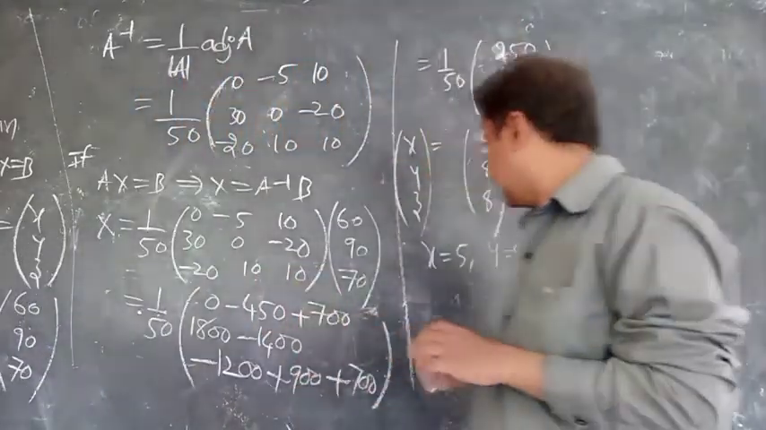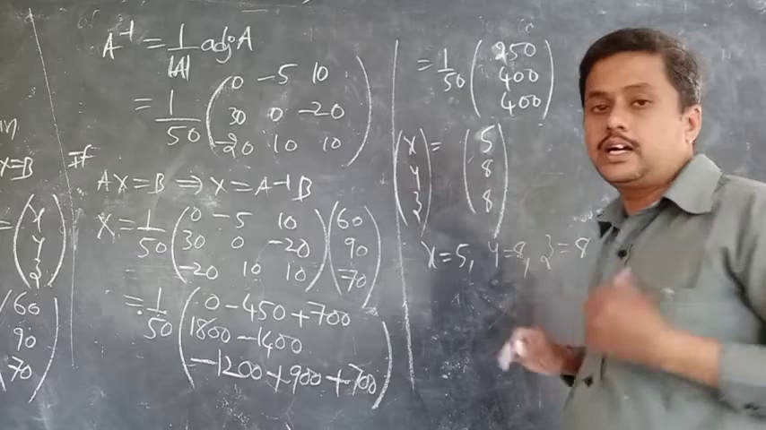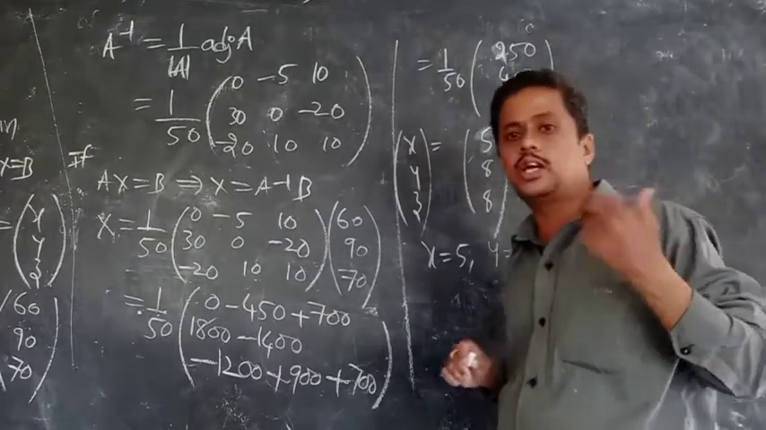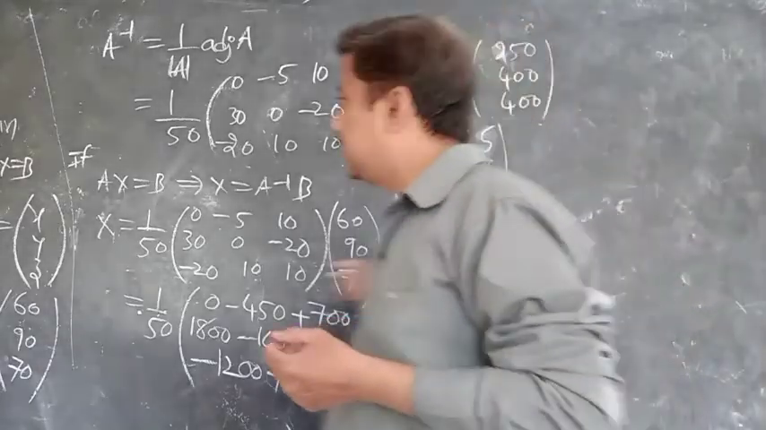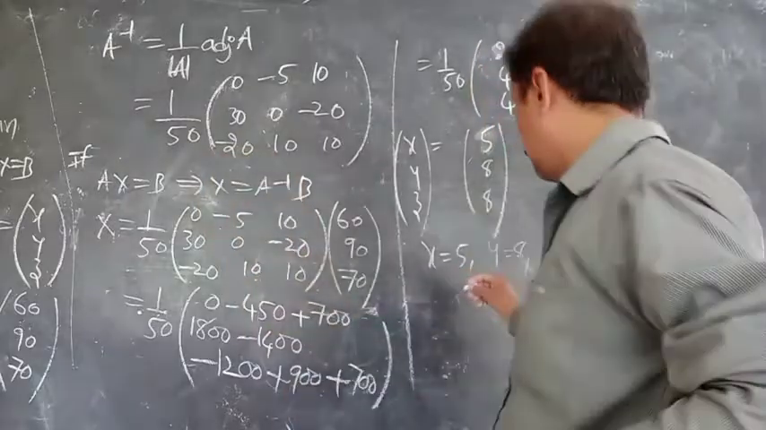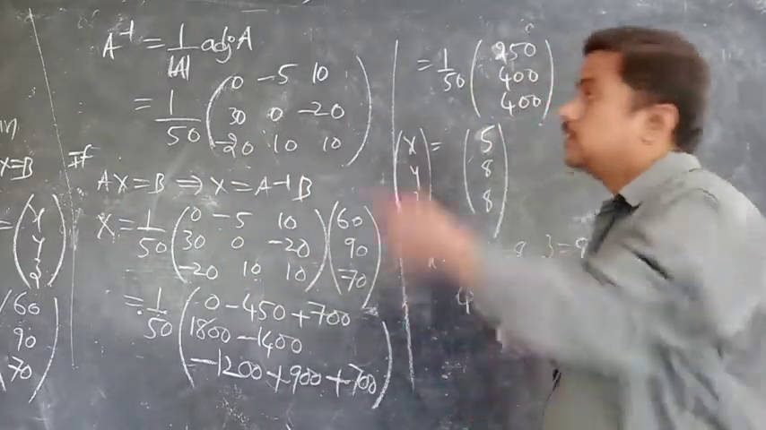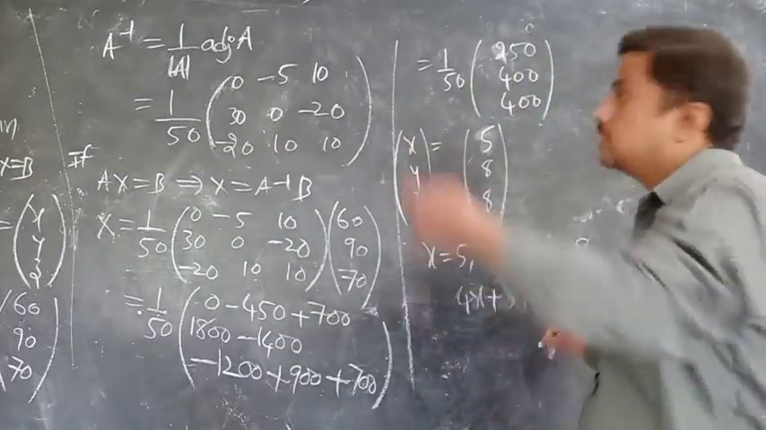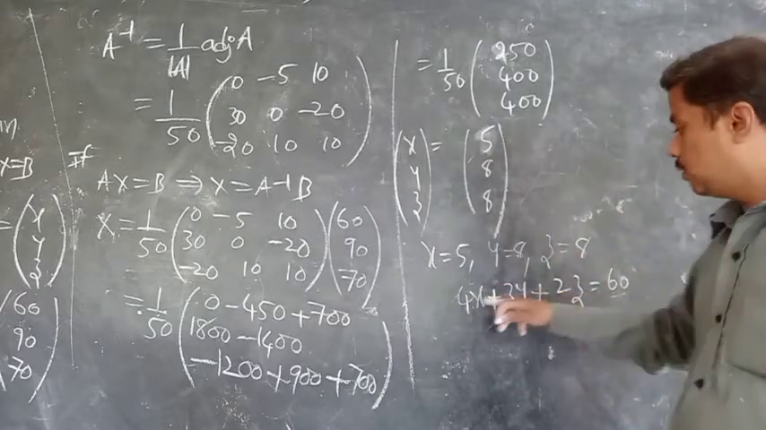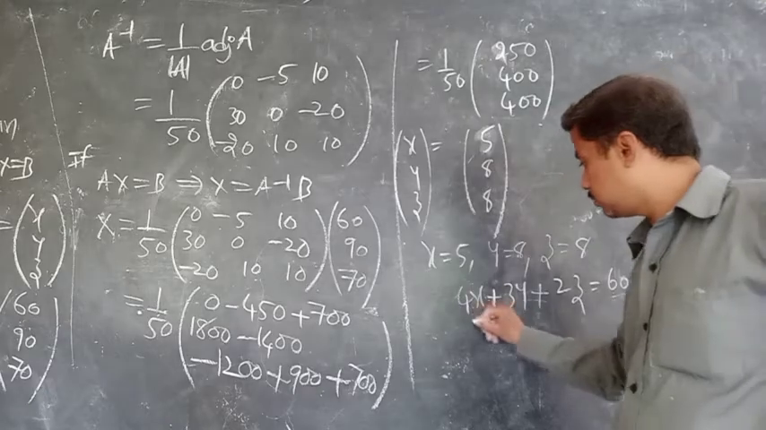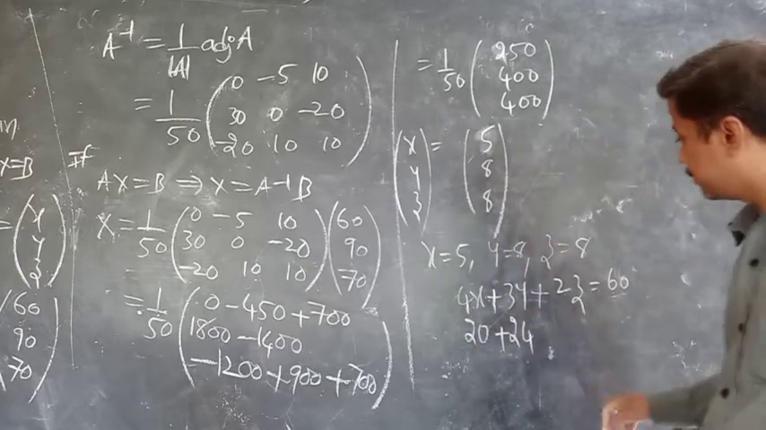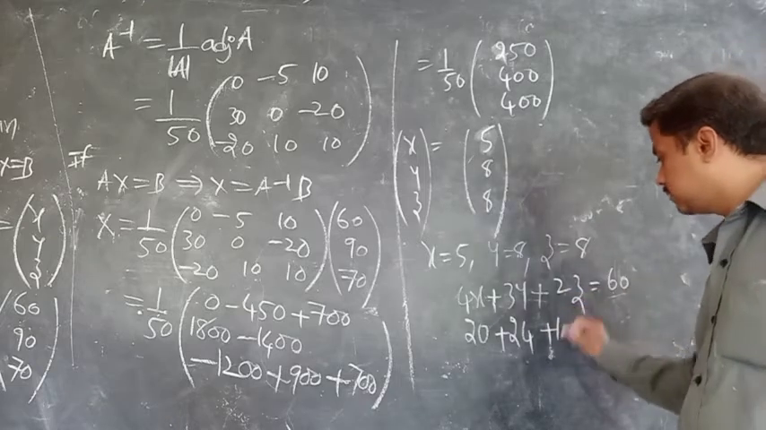See here, x, y, z have come. Whether it is right or not, how can we know? Substitute these values in any one equation. I will take one equation. See the question: 4x plus 3y plus 2z is equal to what? 60 should come. Here 4 times 5 is 20, plus 3 times 8 is 24, plus 2 times 8 is 16, and so on.